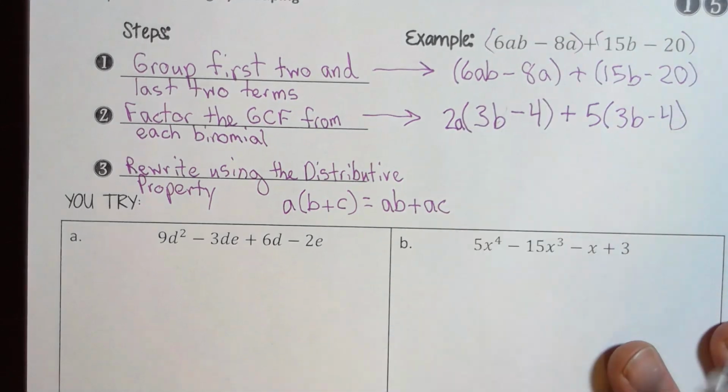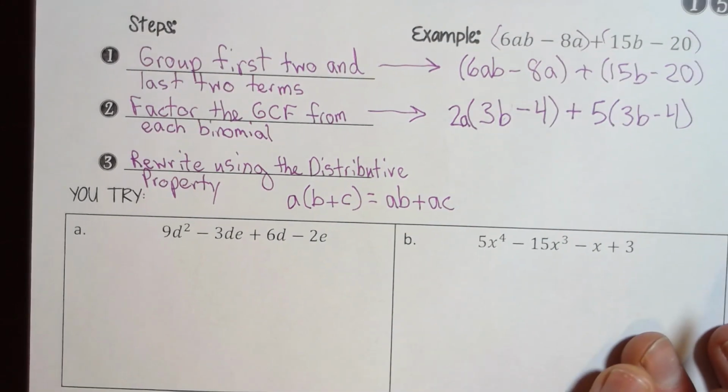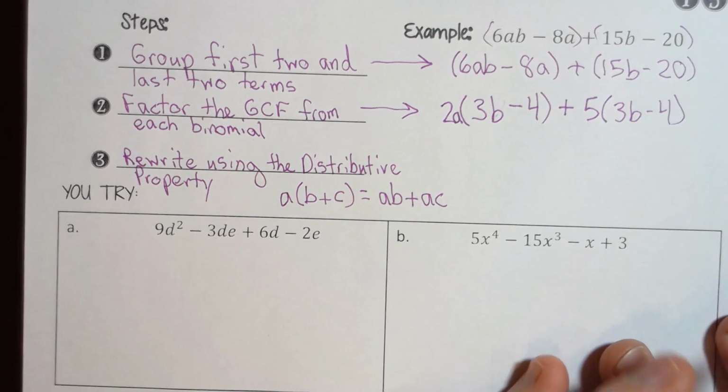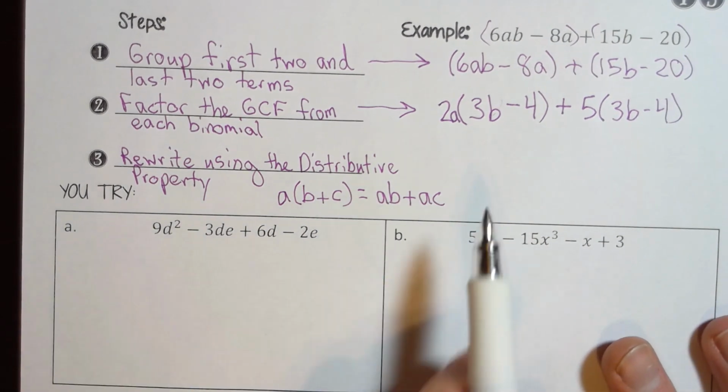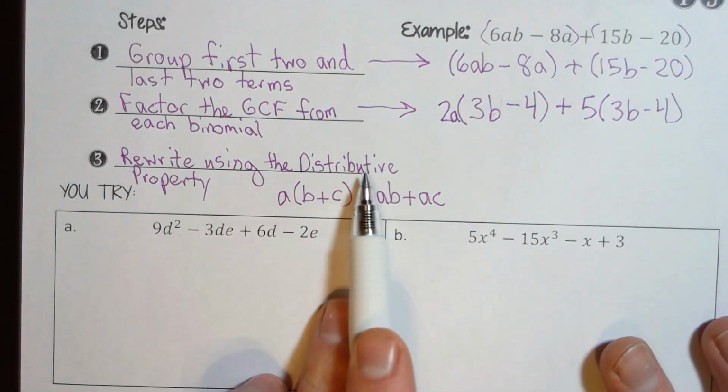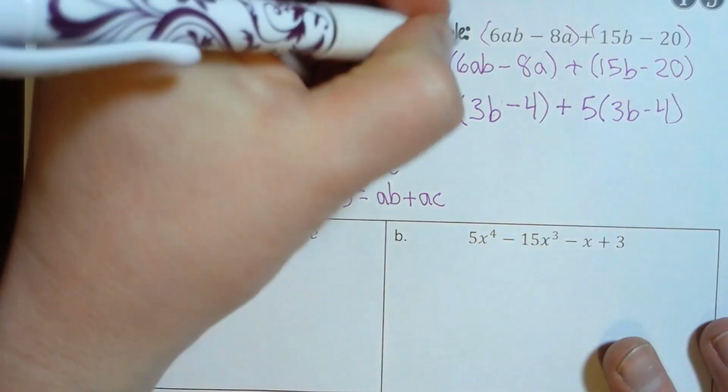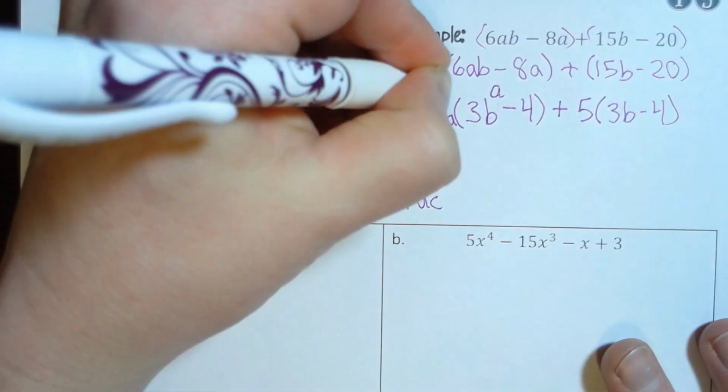And this is going to happen always when we factor by grouping. It's just a beautiful thing. A beautiful thing. And you'll start to see why as we move through this a little bit more. But right now I want you to see the distributive property here, okay? I've got A times B.